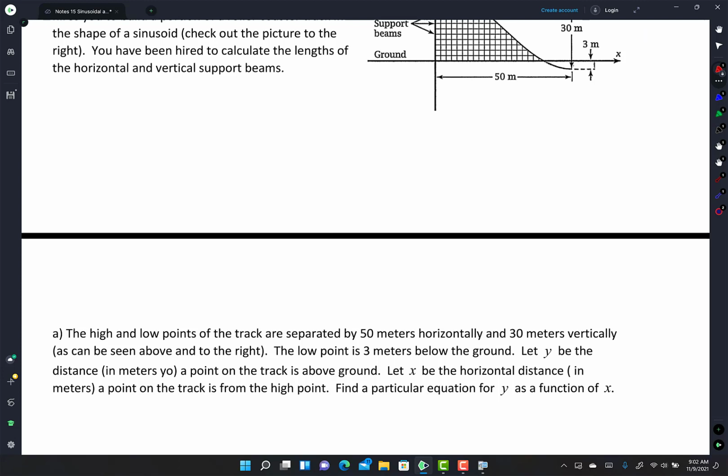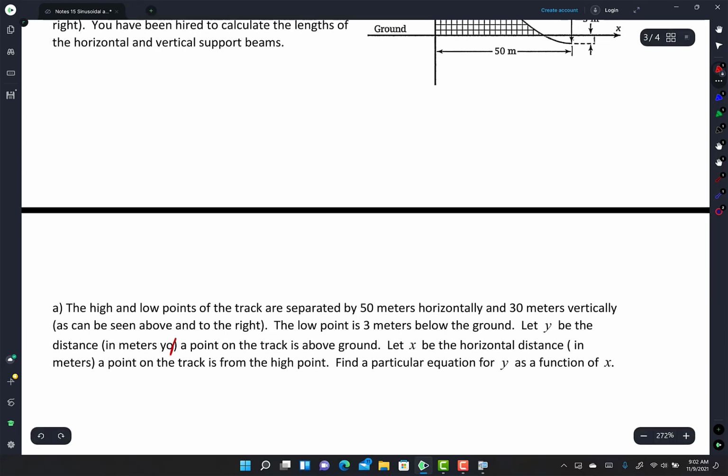Let y be the distance in meters a point on the track is above the ground. Let x be the horizontal distance in meters a point on the track is from the high point. Find a particular equation for y as a function of x.